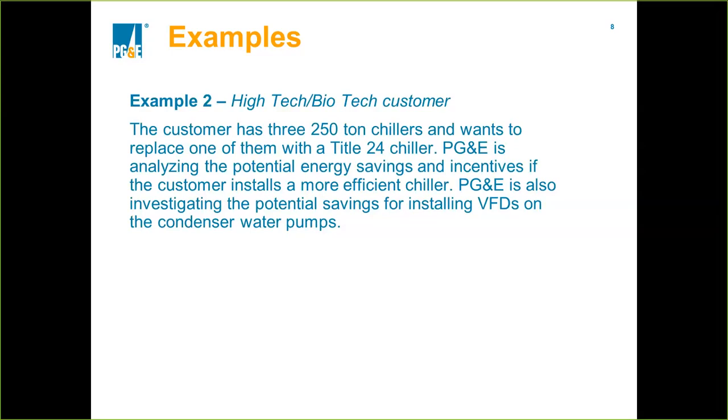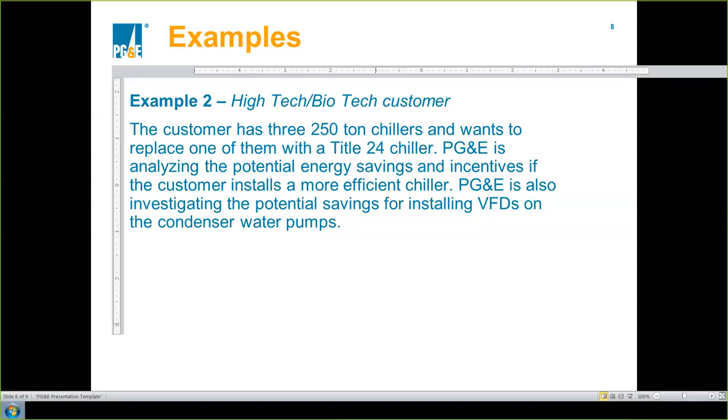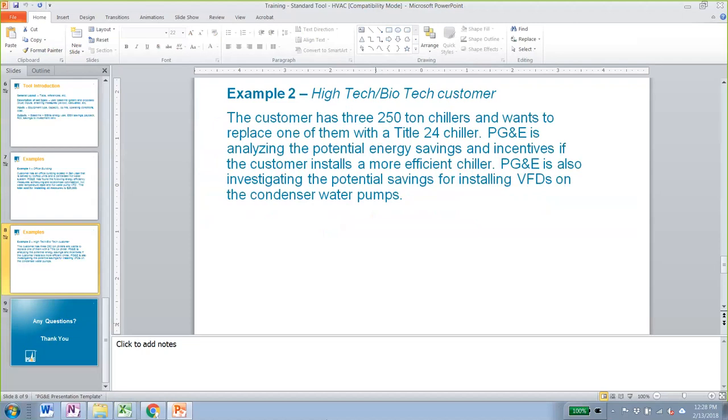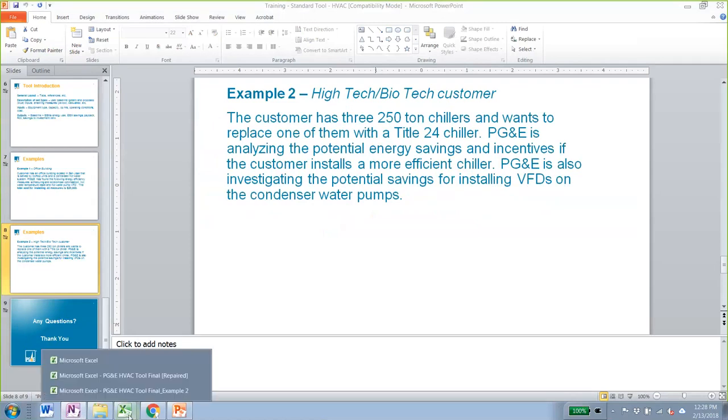PG&E is analyzing the potential energy savings and incentives if the customer decides instead to install a more efficient chiller than Tile 24. PG&E is also investigating the potential savings for installing VFDs on the condenser water pumps. So I'm going to let Melina analyze this building using the simulation of the HVAC tool and run through how to do it. So take it away, Melina.